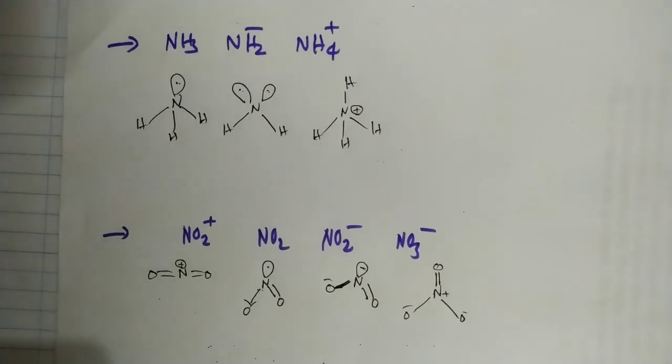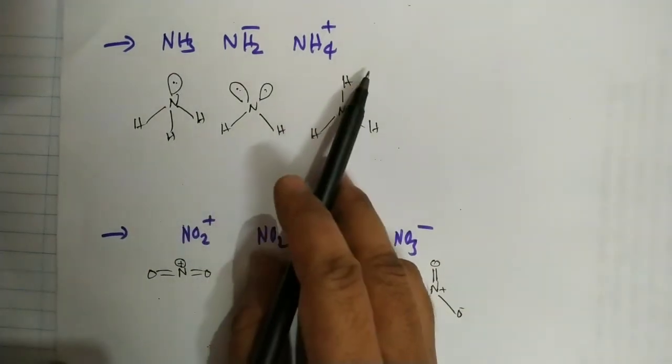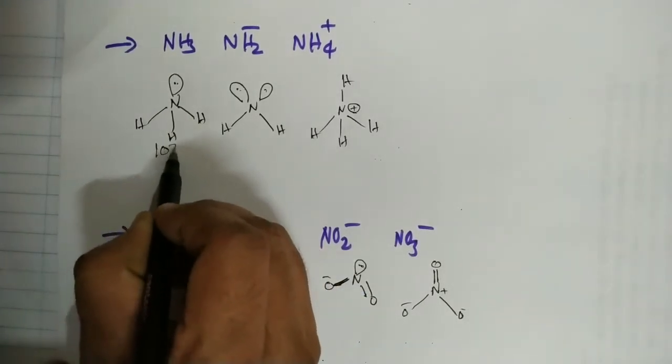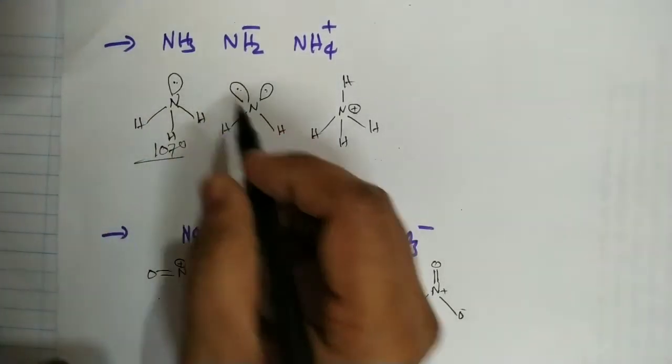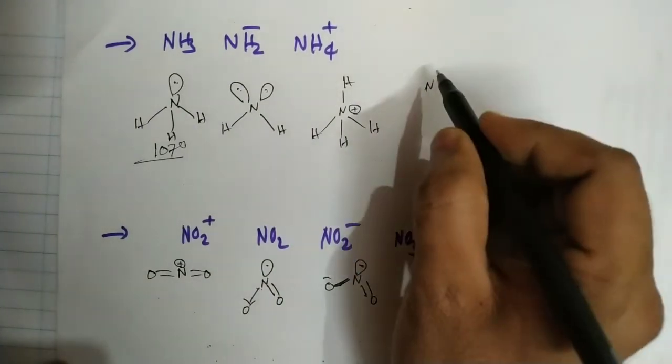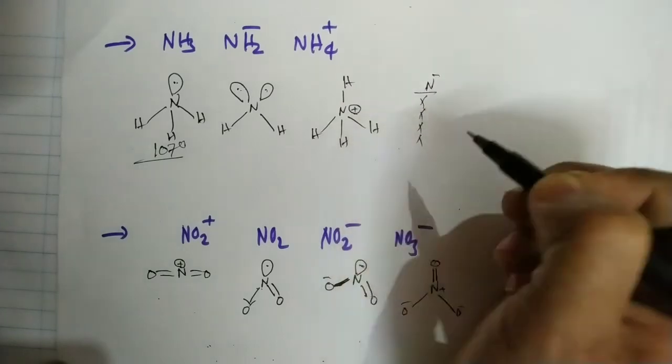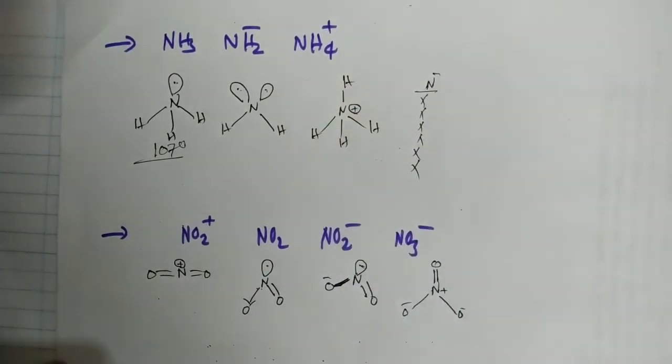Finally, there are two interesting examples. In this case, NH3, NH2 minus, NH4 plus. You know that NH3 is pyramidal, and its bond angle is nearly 107 degrees. Now NH2 minus, let us find its hybridization. N has 5 electrons, and N minus means we should add one more electron.